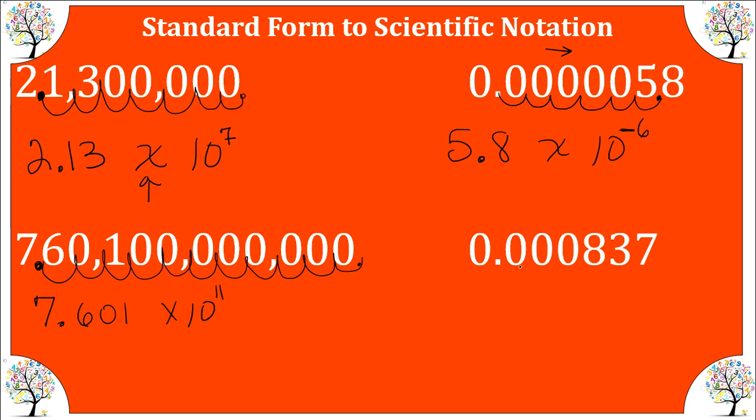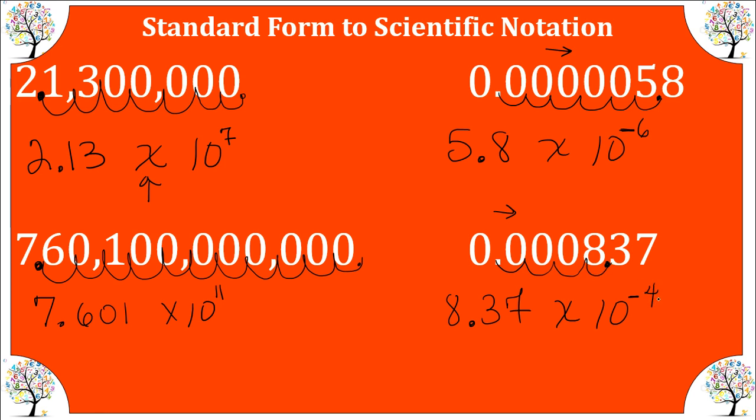In our last example, we need a coefficient between 1 and 10, not including 10, so that means the decimal needs to go right here. 8.37 is between 1 and 10. So 8.37 is our coefficient times 10. And I know this is a small number and I'm moving my decimal to the right, so it's going to be negative. So we moved it 1, 2, 3, 4.